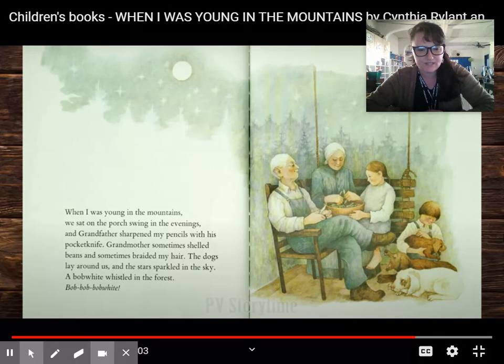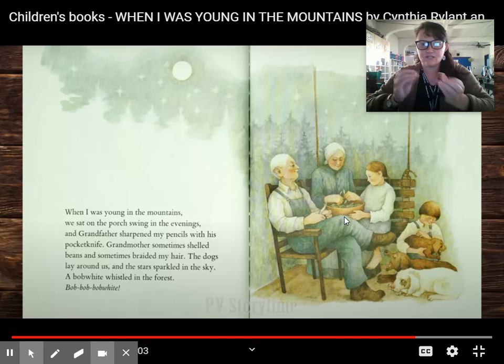So it says that she shelled beans. In the picture, you can see that she's pulling the pods off of the outside of the beans so that you can eat them. That's called shelling. It's like pulling the shell off. And then a bobwhite is like a little brown bird that would sing in the nighttime.